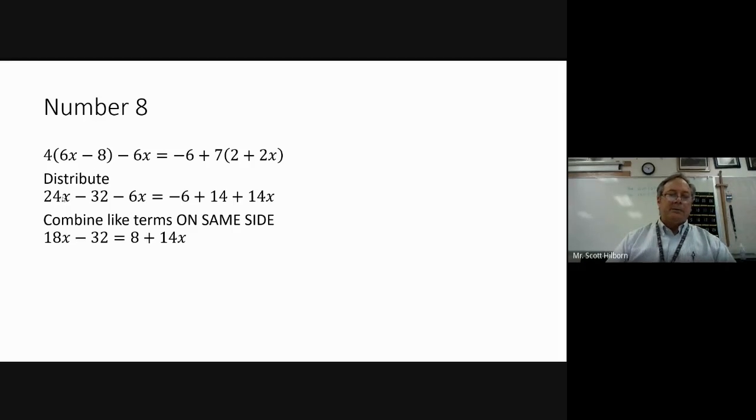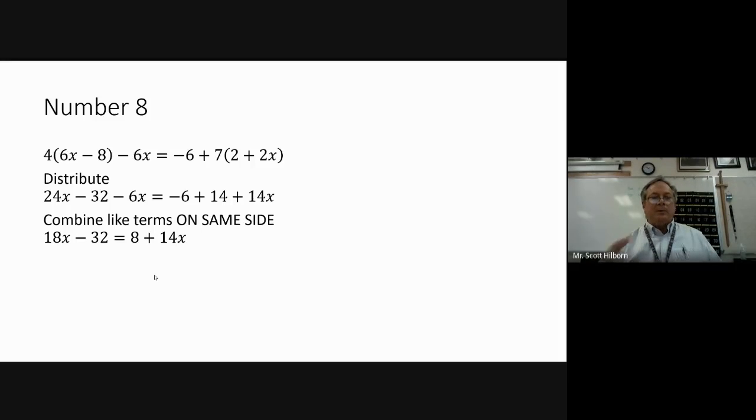So let's see, what did I do? All right, here on the left side, I took 24x. I subtracted 6x from it and got 18x. I brought down that minus 32. I brought down the equal sign. On the right-hand side, I combined the negative 6 with a positive 14, and we got positive 8, and then brought down the 14x.